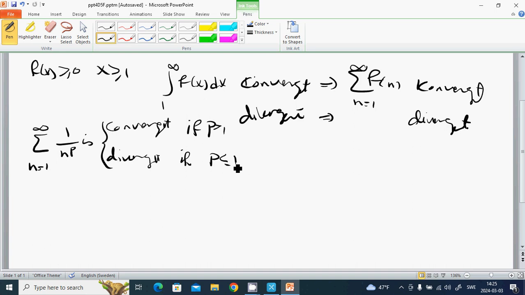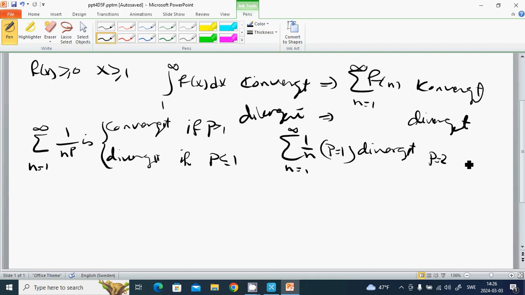Example: the series 1 divided by n, from n equals 1 to infinity, is divergent because p equals 1, and for p equals 2 it is convergent.